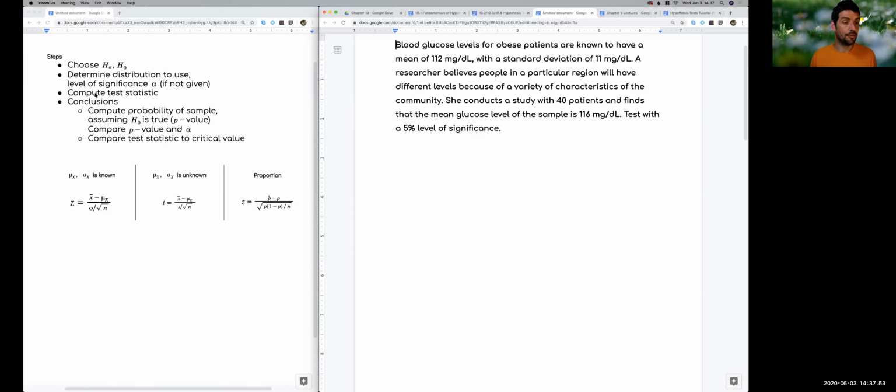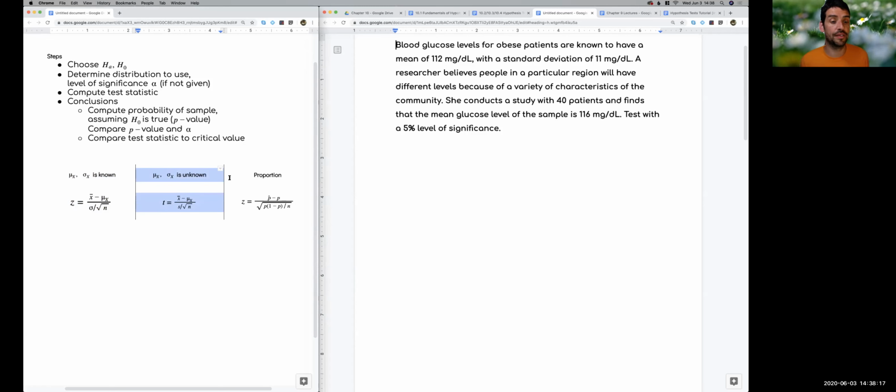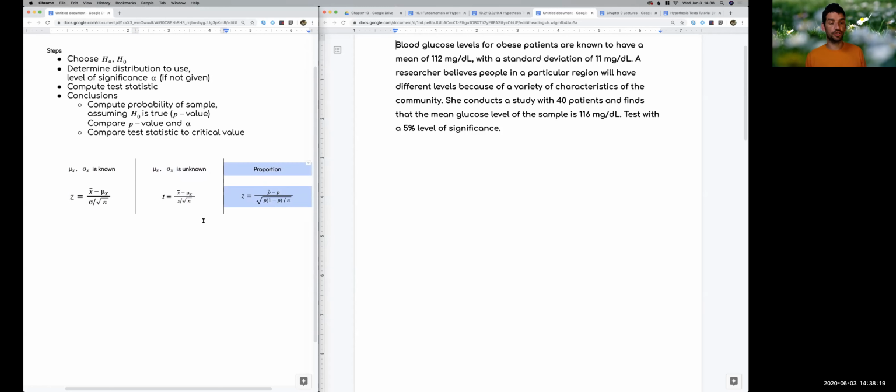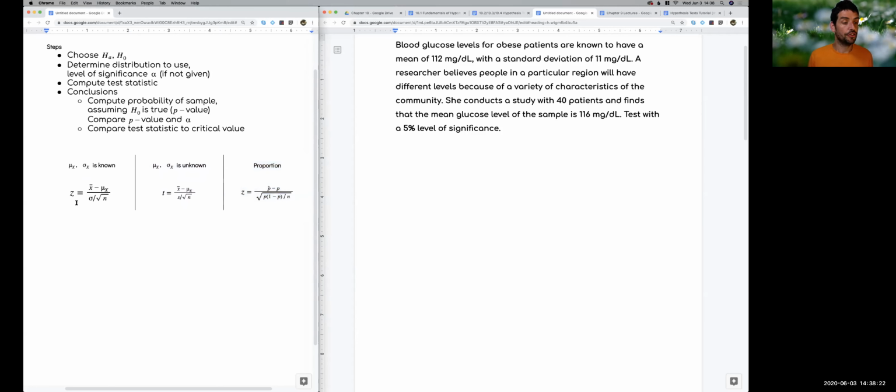Then we compute the test statistic. And so that, if you look on the left of the screen here, is what these three columns are about. Depending on which of those three types I just talked about, if we have the mean and the standard deviation is known, we have one test statistic. The mean and the standard deviation is unknown, we have another test statistic. And then for the proportion, we have this test statistic. So we will be using these for the following three tests.